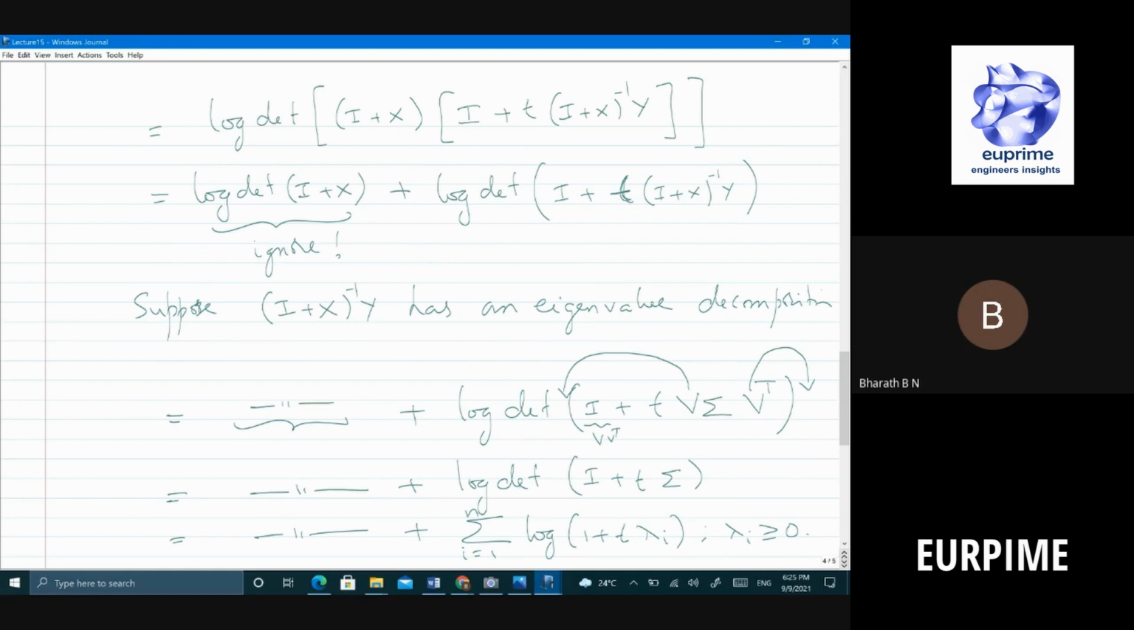So what is log of 1 plus t lambda_i? Concave. So that means for each i, this function is concave. If you have f1 convex and f2 convex, what can you say about f1 plus f2? Convex, right? Why is that? Is that true? Did we verify that? No? Okay, let's verify that.